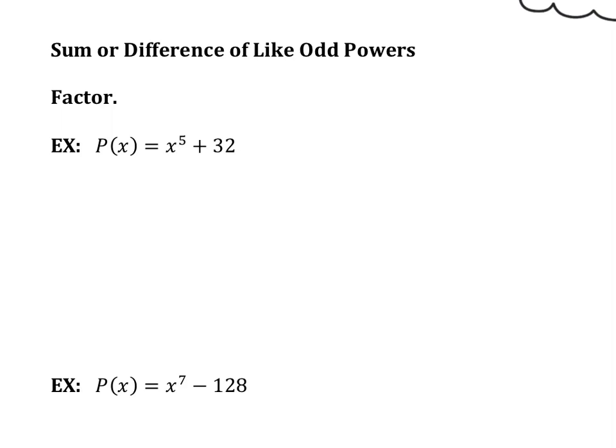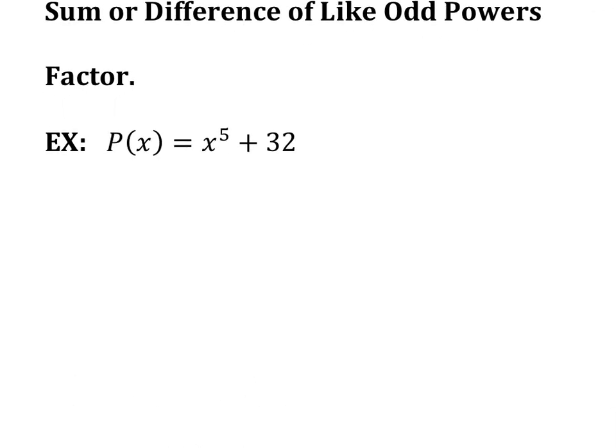If we look at this first example here, factoring p of x is equal to x to the 5th plus 32, I want to think about this as x to the 5th plus 2 to the 5th. We always want to write it as a sum of two like odd powers. So our players in the game are going to be these two. I'm going to put those off to the side. We're going to be dealing with x, and we're going to be dealing with 2.